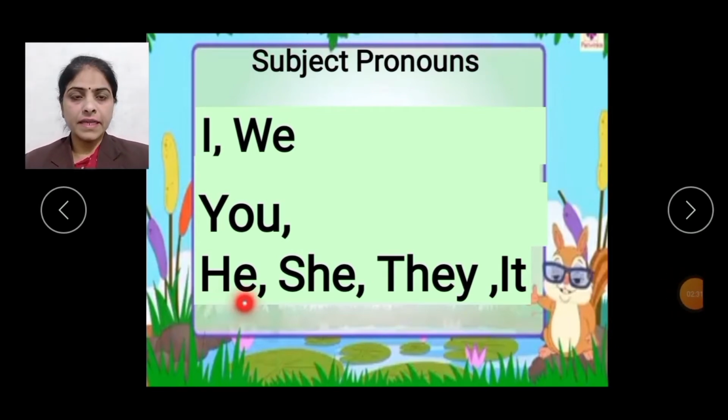Then he, she, they and it. These are subject pronouns of third person. He is used for masculine gender. Then she is used for feminine gender. It is also a singular pronoun. Then they is a plural pronoun. It is used for plural nouns. It is a singular pronoun and it is used for all the animals and objects without life.